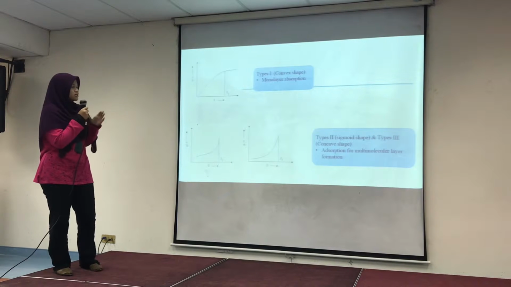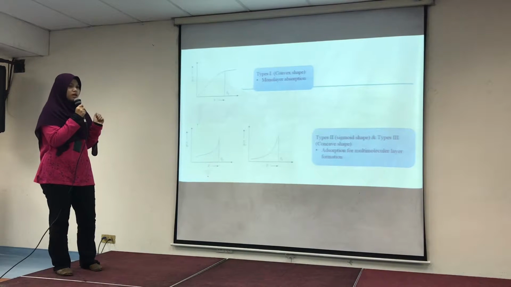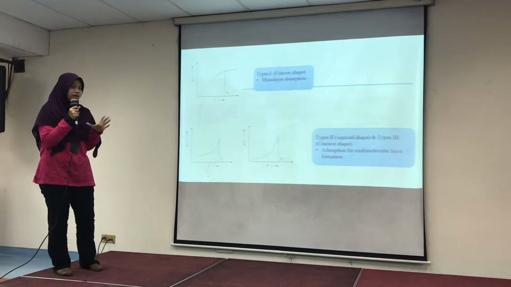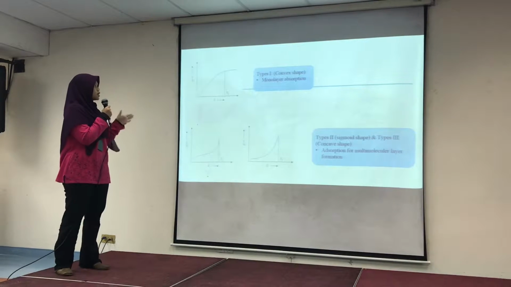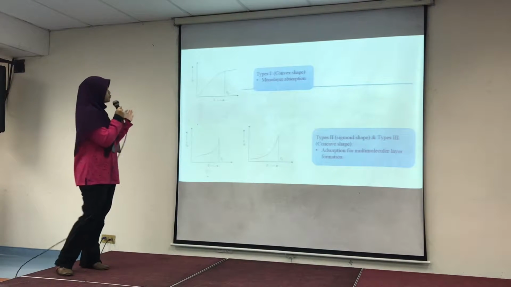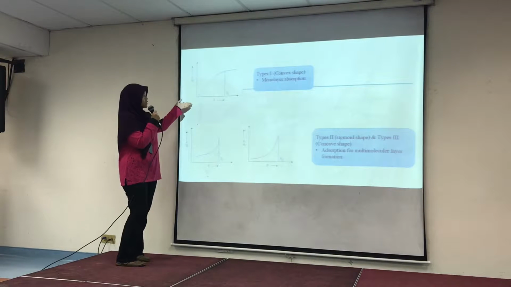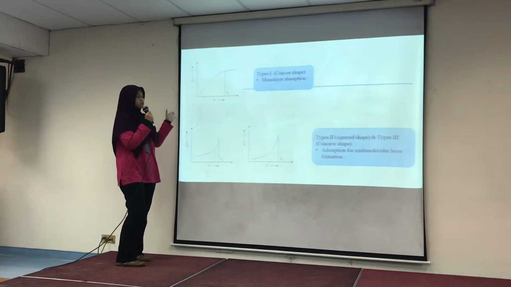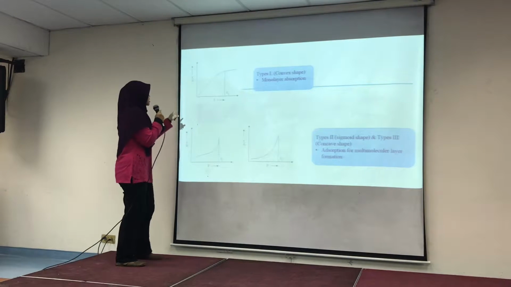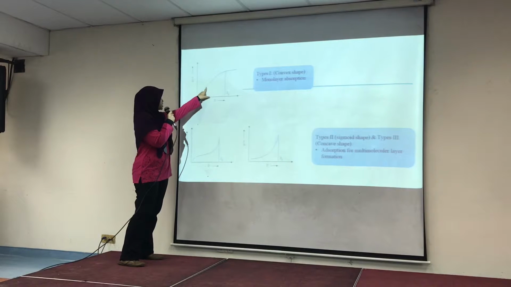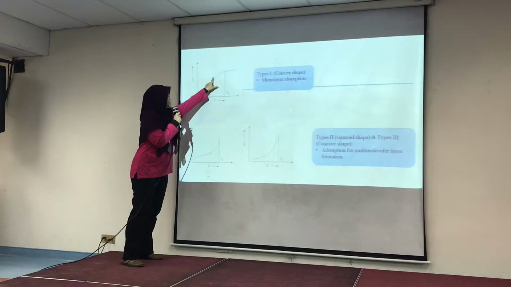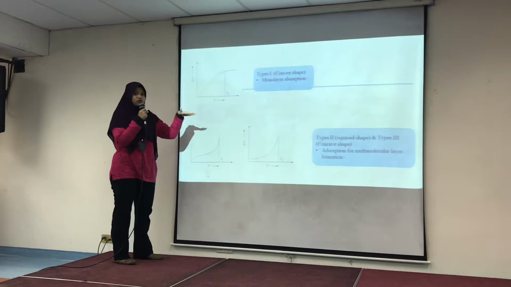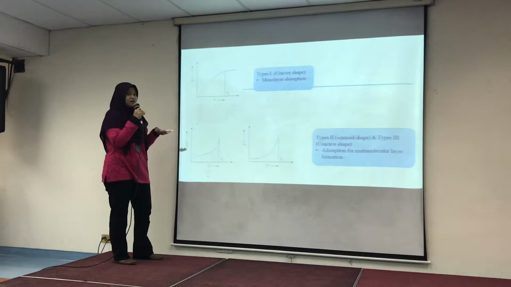Adsorption has six types. Type 1 has a convex shape, so we can see from here the graph of the convex shape. This adsorption is especially for monolayer adsorption, where it starts to adsorb from here and increases, then it will stop here and become constant because the sites are used up.